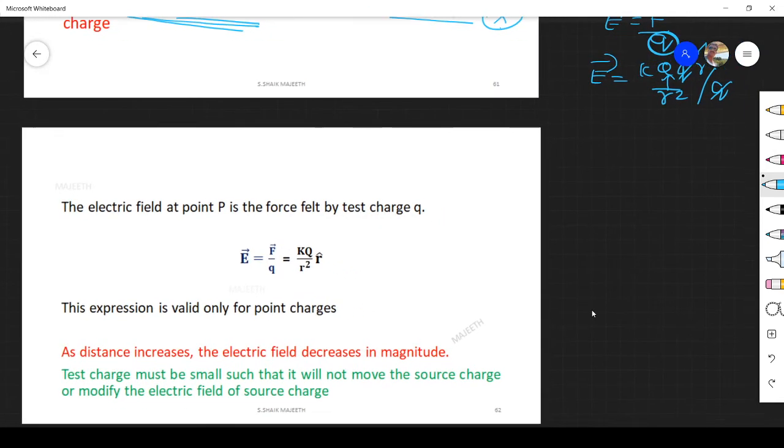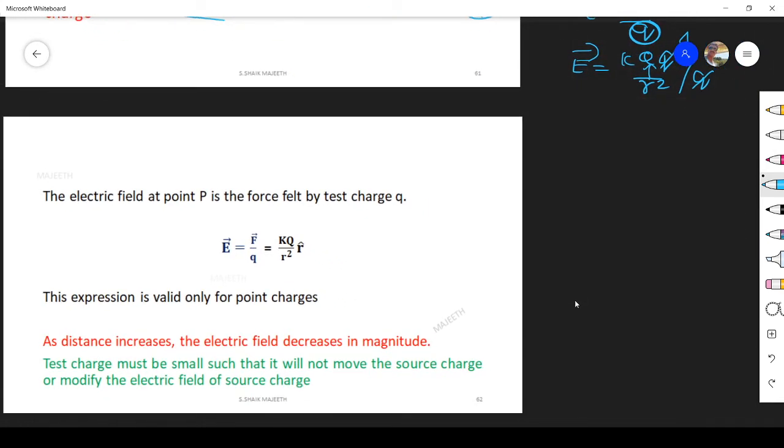So don't forget, what is a point charge? It is the smallest charge whose dimension is small compared to the other dimensions involved, right? For an infinite number of charges, we have to go for continuous charge distribution, which we will see in later classes. So E is equal to kq by r squared into r cap is applicable only for a point charge. For continuous charge, I will explain later.